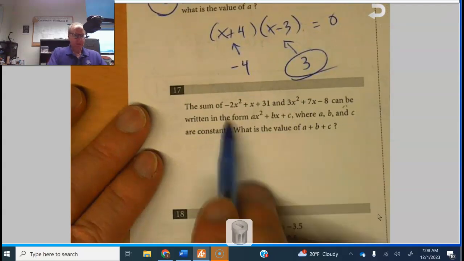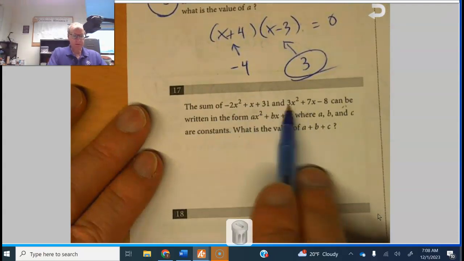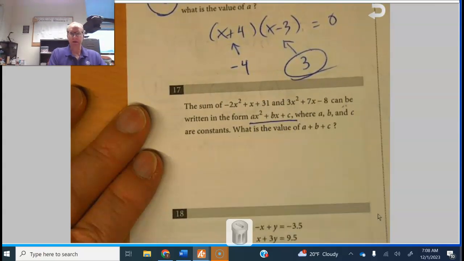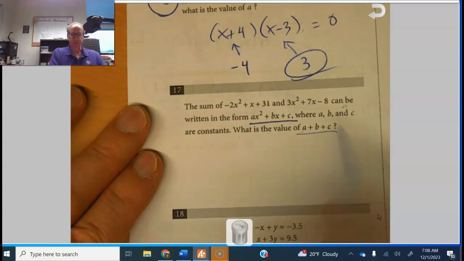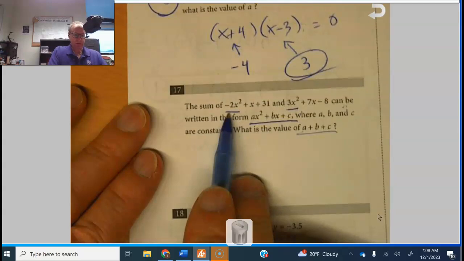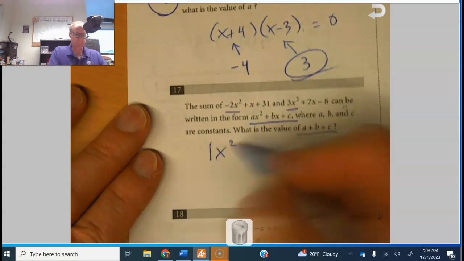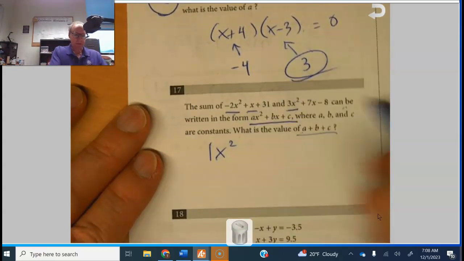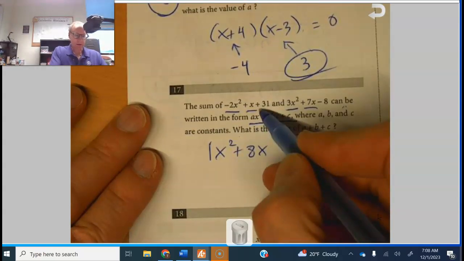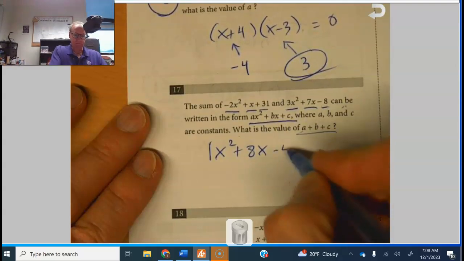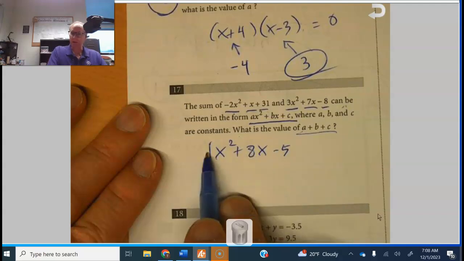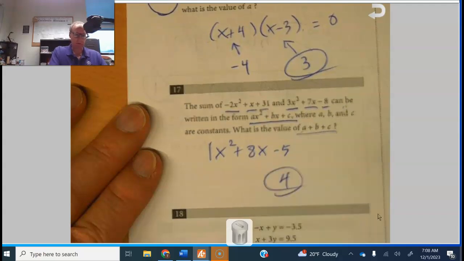I've got the sum of two polynomials that are going to be written in standard form, quadratic, and I want to add A plus B plus C. So, lots of additions. Negative 2x squared plus 3x squared is 1x squared. x plus 7x is 8x. And 3 plus negative 8 is negative 5. And I'm going to add negative 5 plus 8 plus 1, which is 4. And I'm done.